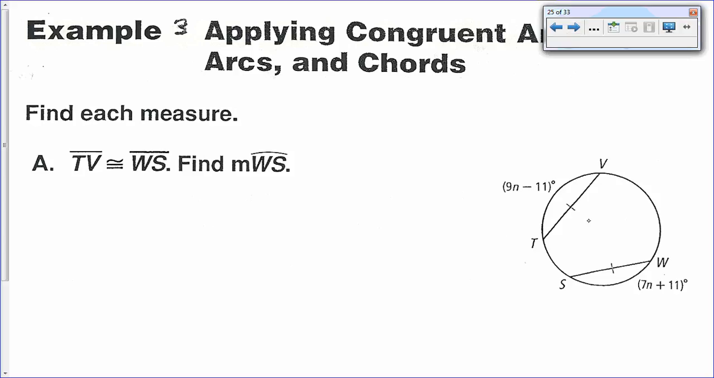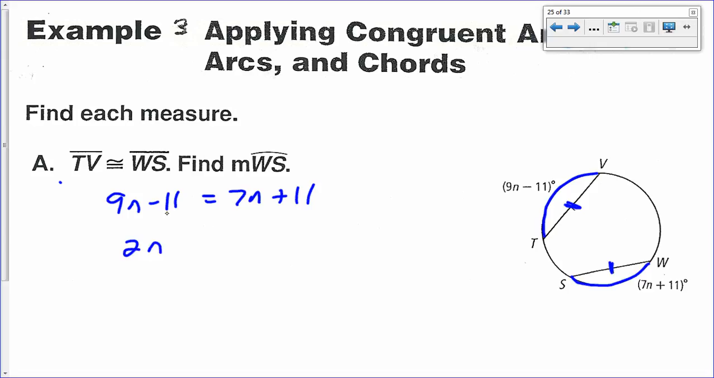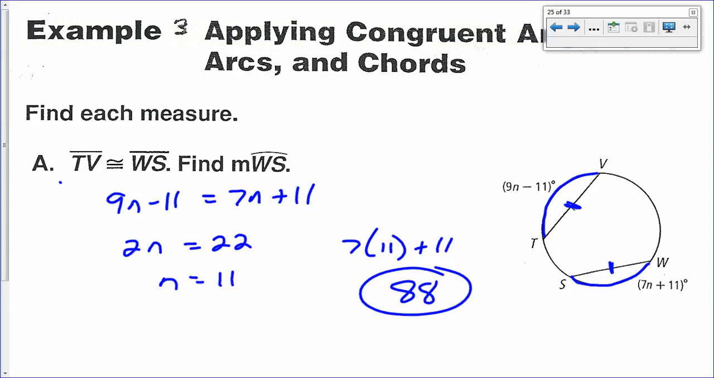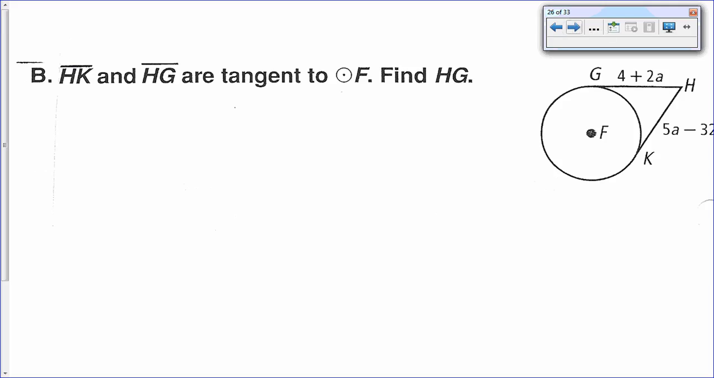All right, example 3. Now we have congruent chords. Look at this. Look at the given information. We have congruent chords, and we learned that congruent chords intercept congruent arcs. So these arcs must be congruent. 9n minus 11 equals 7n plus 11. There's our equation. You got to set up an equation based on the relationship. Move this over here, you get 2n, add 11, you get 22. N equals 11. Find WS. WS is this. 7 times 11 plus 11 is going to be 88. That's our final answer. And again, feel free to try these without the video.